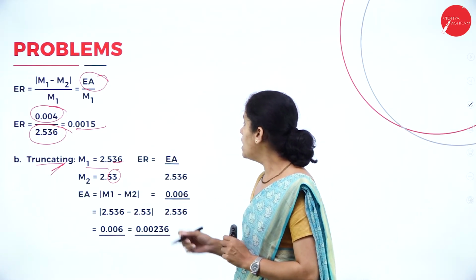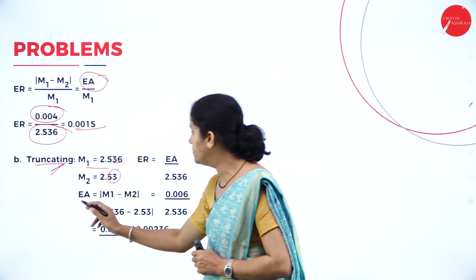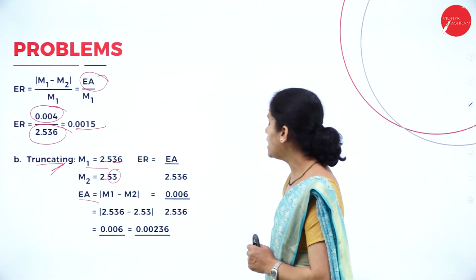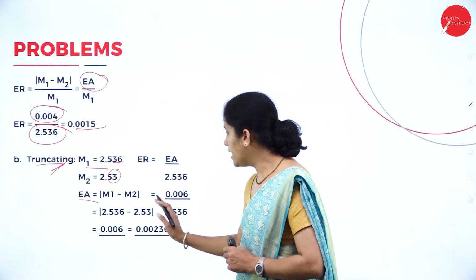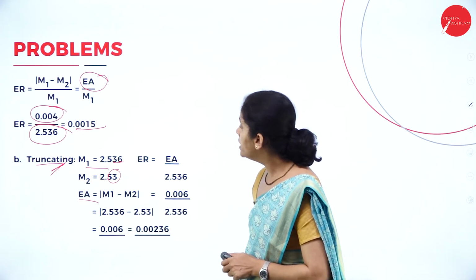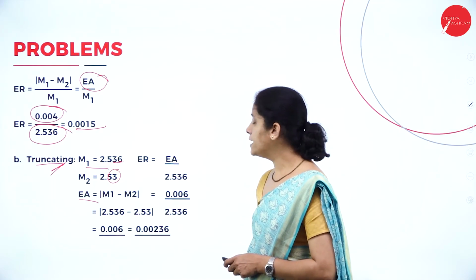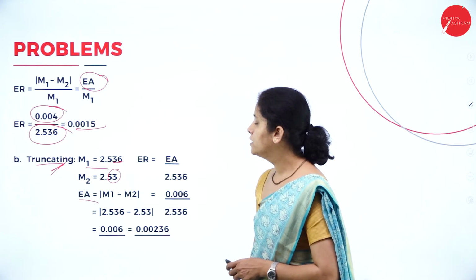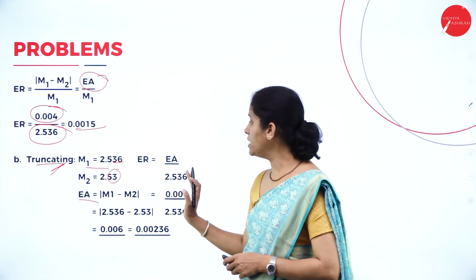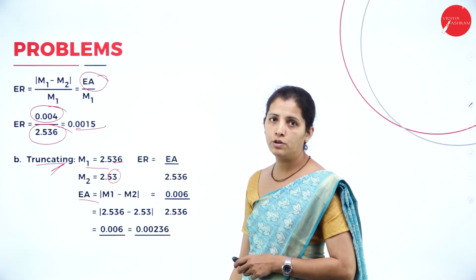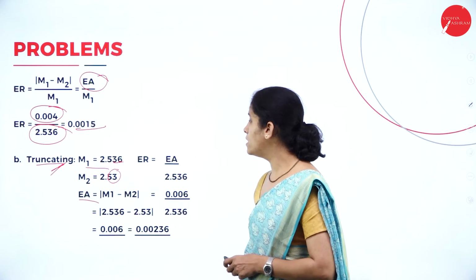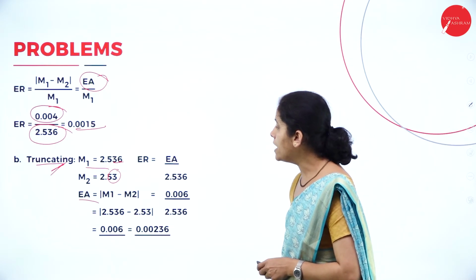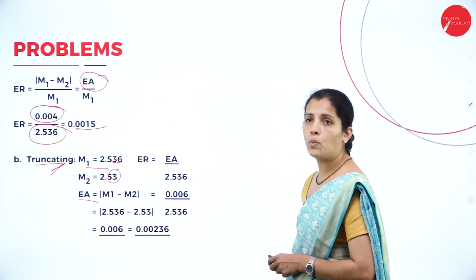2.53. Now, I have the formula: first I want to find out absolute error, then I have to find out relative error. After finding out relative error, I want to find out the percentage. According to the question, I have to find out the absolute error and the relative error. So, dear student, this is the way I can find out the value.